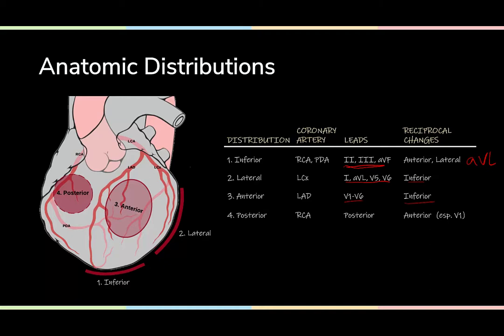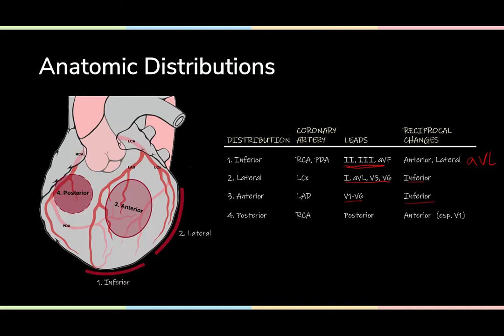Yeah, you know, the LAD also supplies the chordae tendineae or the papillary muscles. And so those things can rupture and lead to really bad mitral valve problems. So those patients need surgery and, you know, probably a chaplain. Ruptured papillary sounds terrible. Not ideal.